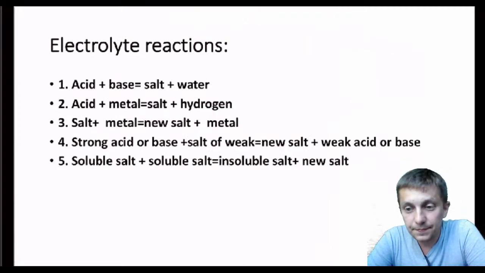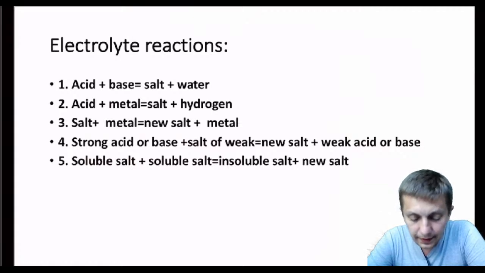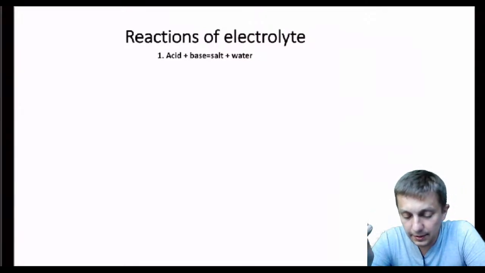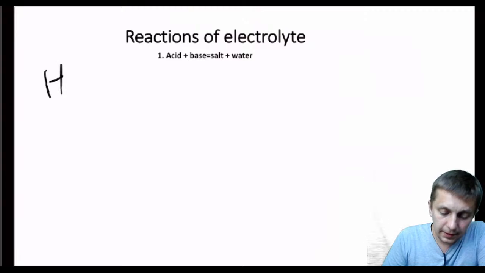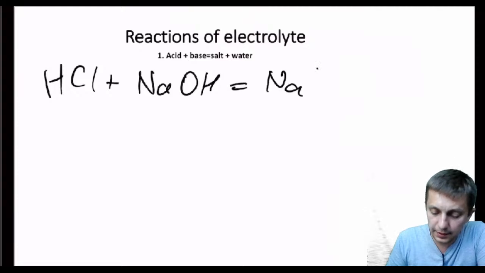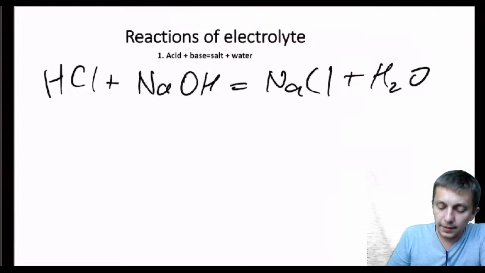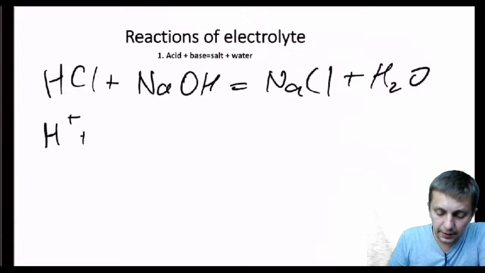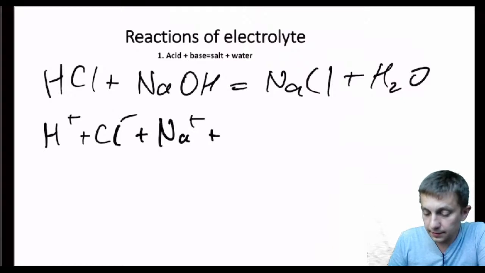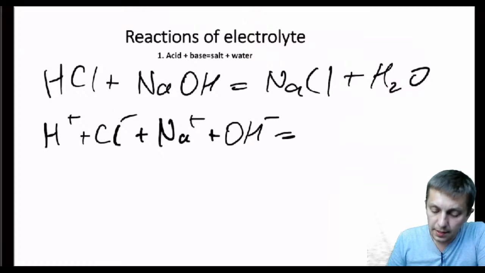And let's write how we're dealing with electrolyte reactions. For example, acid with base forming salt and water. HCl with NaOH forms salt and water. It's a strong acid, so we write it as H plus Cl minus. It's a strong base. It also means it completely dissociates and forms ions.